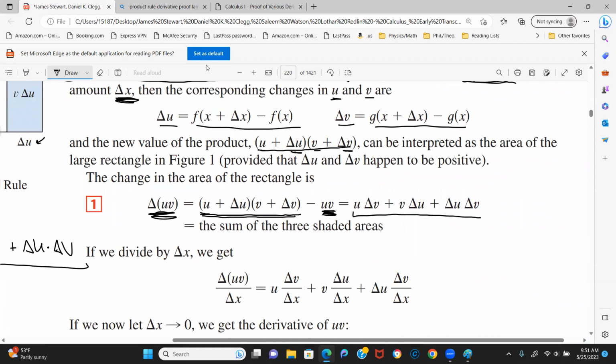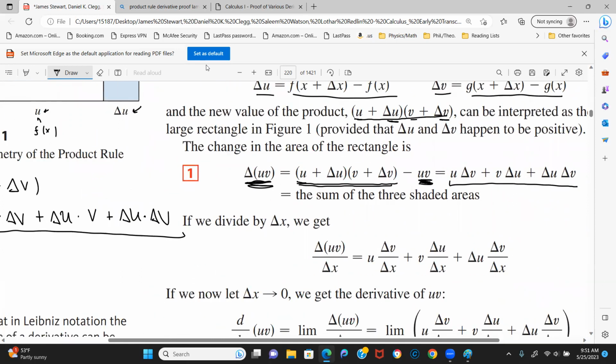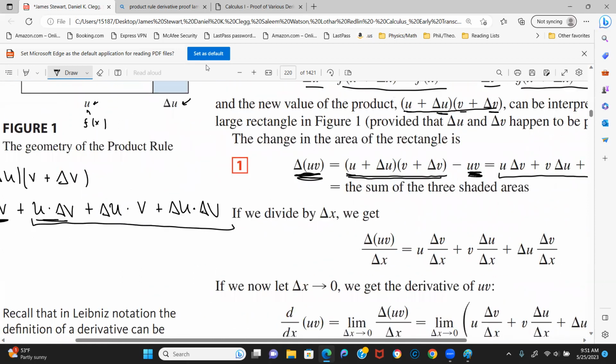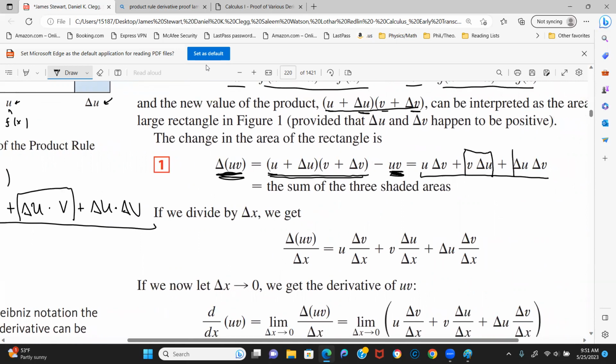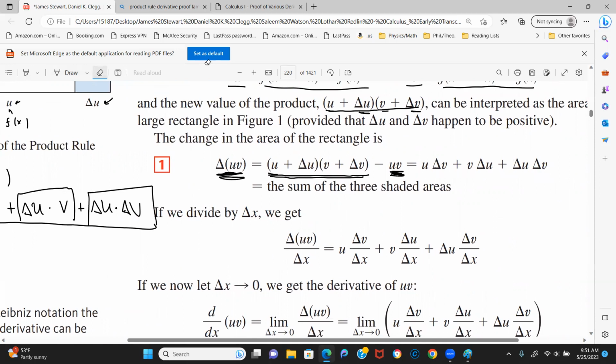Delta u times delta v, so u times delta v, and then they have right here on the far right, v times delta u, that's what we have right here. And then the last term is delta u delta v, which is what we got here. So that's why the change in the area is equal to this right here.